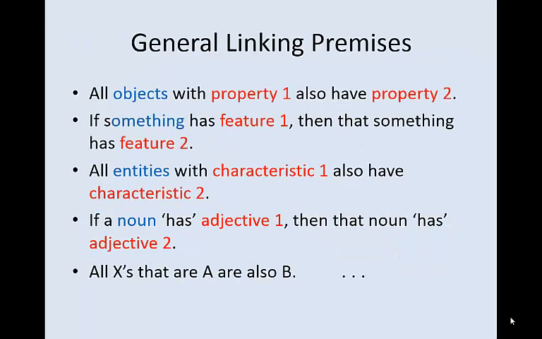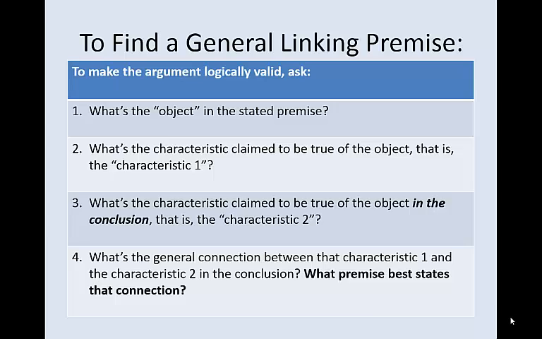So, with these different words, we can say sort of all objects with property 1 also have property 2. If something has feature 1, then that something has feature 2. All entities with the first characteristic also have the second. If a noun, this is talking loosely a little bit, has adjective 1, then that noun has adjective 2, or all x's that are A are also B. So you can say the same thing in a variety of ways. Just pick one that makes sense to you.